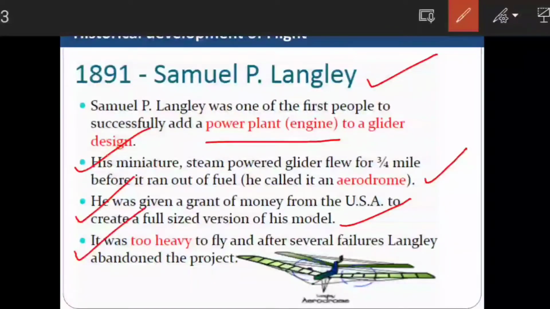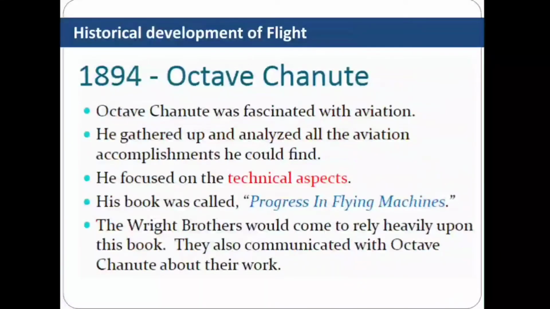And after several failures, Samuel P. Langley abandoned his project. If you see here, I have given the figure, so you can understand. He tried a lot. He got the grant also, but he failed. So this is the journey of Samuel P. Langley. After that, in 1894, Octave Chanute was fascinated with aviation.